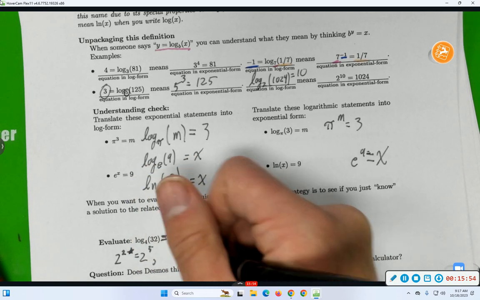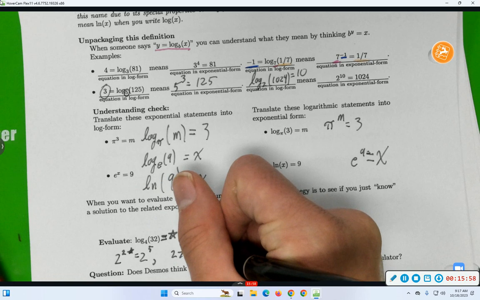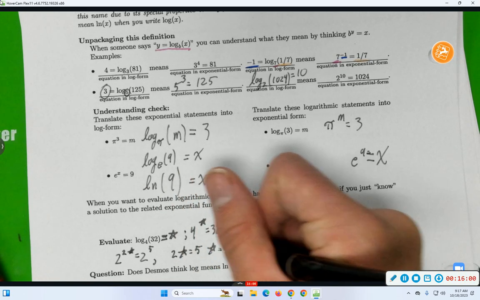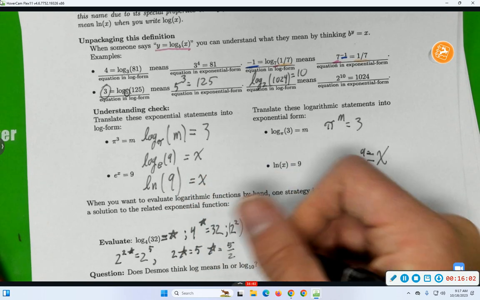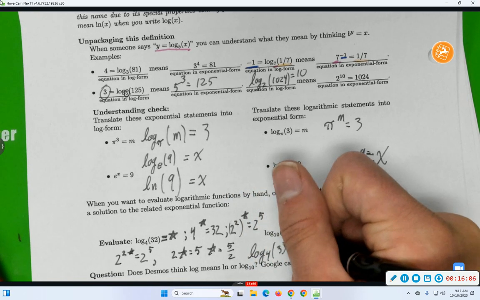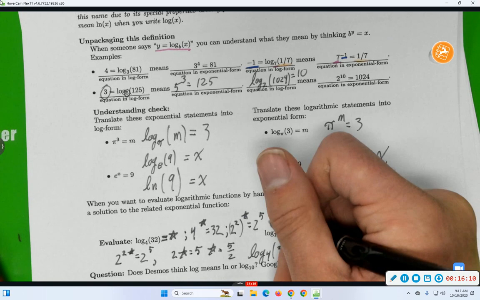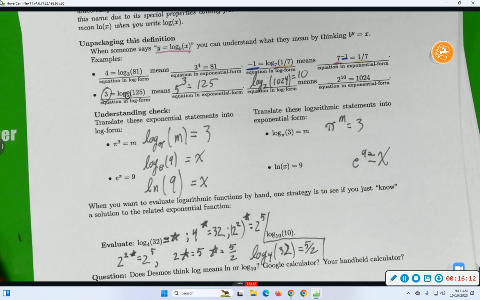Oh, neat, and powers of 2 are injective. So 2 times star equals 5. Star equals 5 over 2. That means the log base 4 of 32 is 5 halves. And you know what? Let's go ahead and check that, just to demonstrate that you can double check these things.